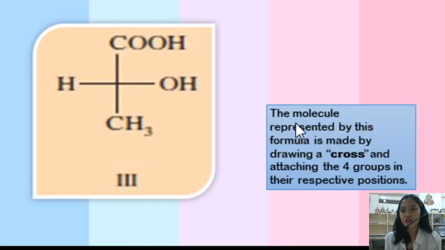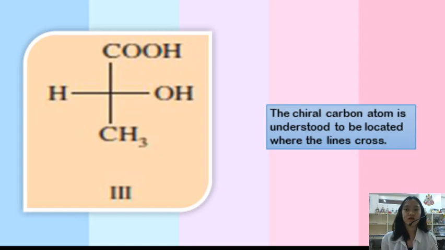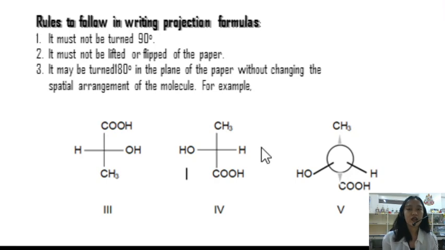Okay. So, the molecule represented by this formula is made by drawing a cross and attaching the 4 groups in their respective positions. Okay. The chiral carbon atom is understood to be located where the lines cross. So, dito sa gitna. Okay. So, there are rules to follow in writing your projection formula. So, meron tayong 3 rules in writing the projection formula.